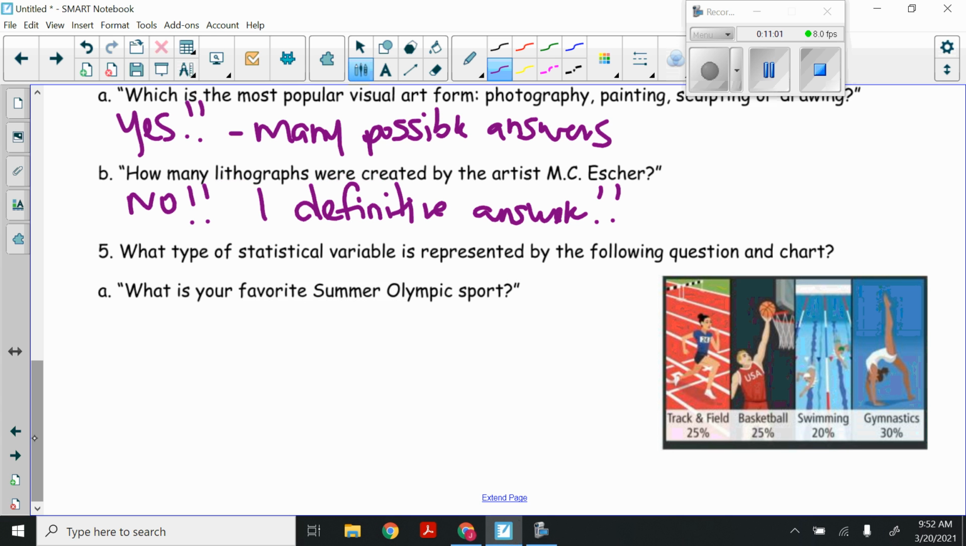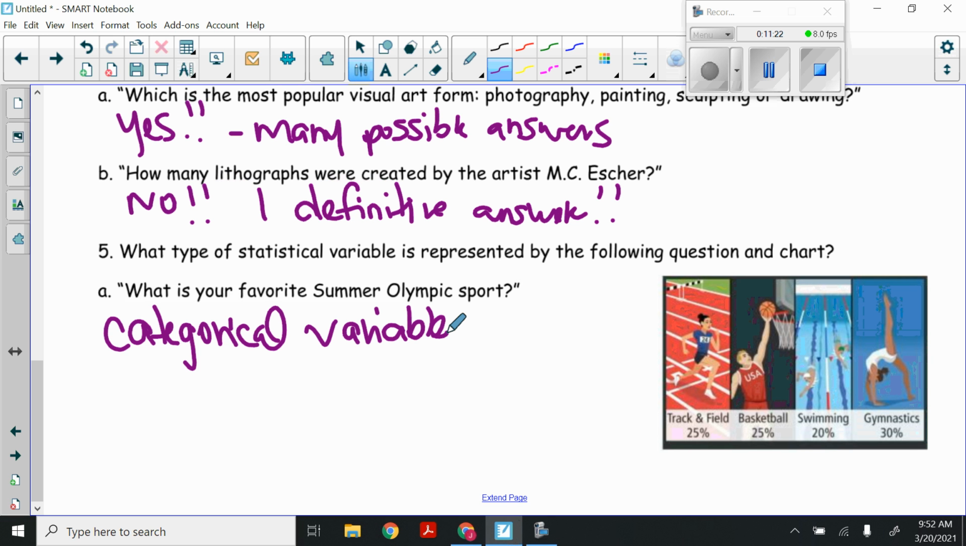So it says, what is your favorite summer Olympic sport? And so then we see the charts. We had 25% for track and field, 25% basketball, 20% swimming, 30% gymnastics. So this is a categorical variable, because it has data that falls into categories.